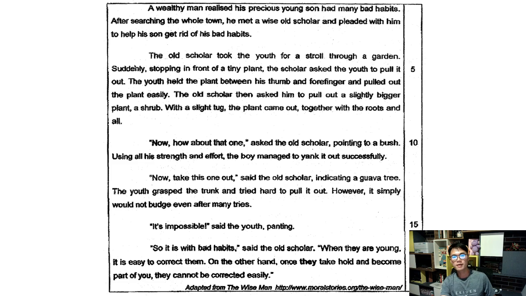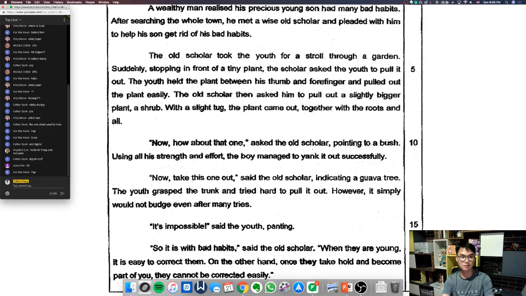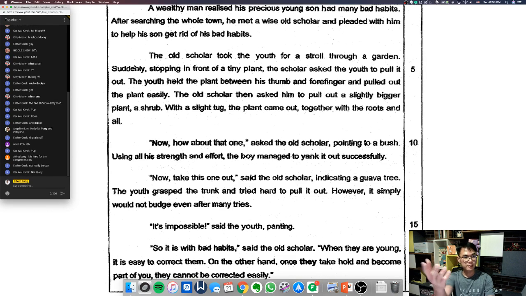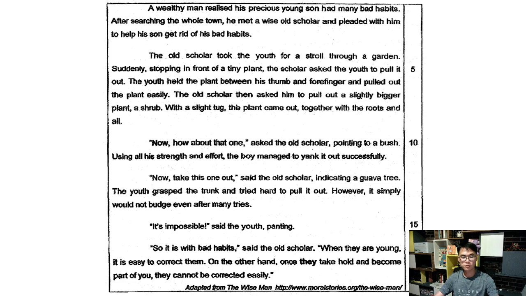A wealthy man realized his precious young son had many bad habits. After searching the whole town, he met a wise old scholar. You've read the story. It's a parable, right? A parable or a fable is a story that has a moral, that teaches an important lesson, okay? So take a look through it. It's quite a familiar passage. We've gone through it before. You've done it already. So I'll just let you look through it very shortly.